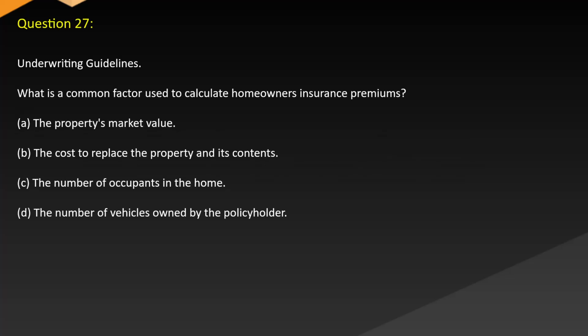Question 27. Underwriting guidelines. What is a common factor used to calculate homeowners insurance premiums? A. The property's market value. B. The cost to replace the property and its contents. C. The number of occupants in the home. D. The number of vehicles owned by the policyholder.